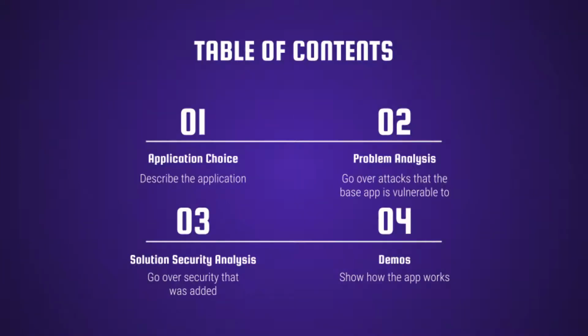We split our presentation into four main sections. First, we'll discuss the application choice, briefly describe the main idea behind the app. Then we'll go over the problems with the base application and what it is vulnerable to. Third, we'll review the security upgrades we made to the app, discussing what we added and the design analysis. Finally, we'll wrap things up with some demos of the app.